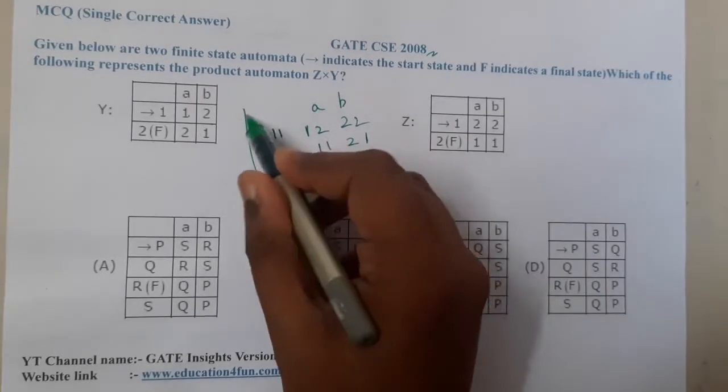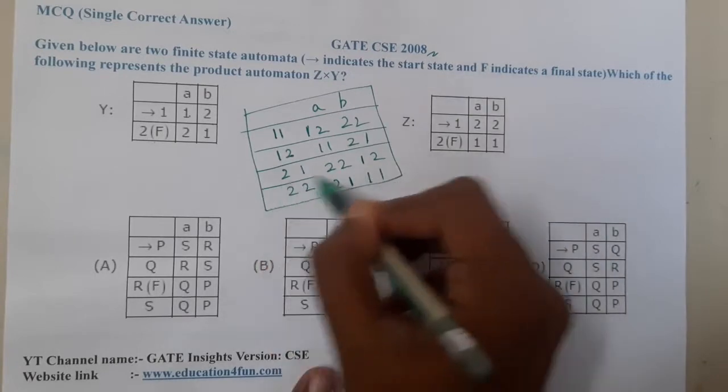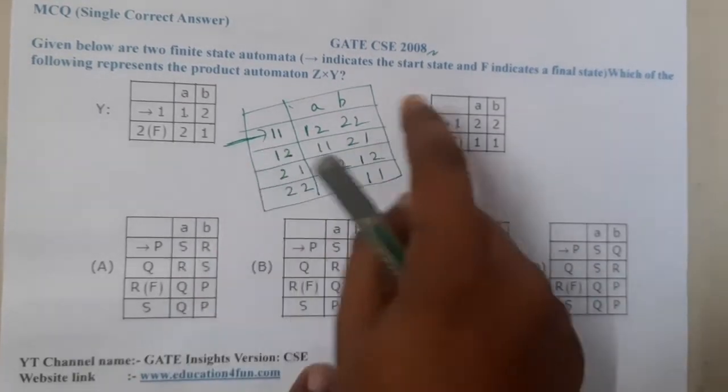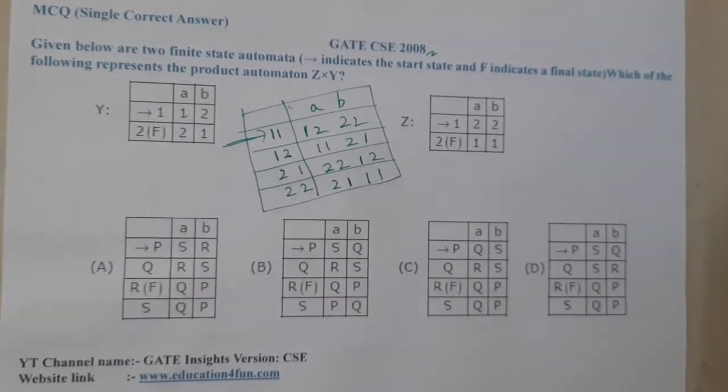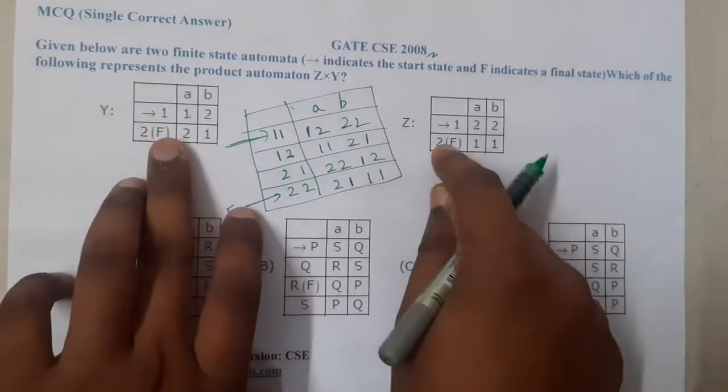So we got this as a result, and to be clear, most of the students might have a doubt: what is a present state and what is a start state? So this will be our start state, because in both of them it is a start state. And what will be the final state? This will be the final state because in both of them that is the final state.